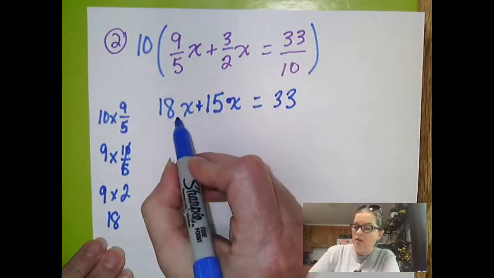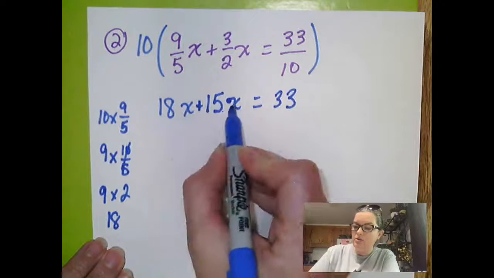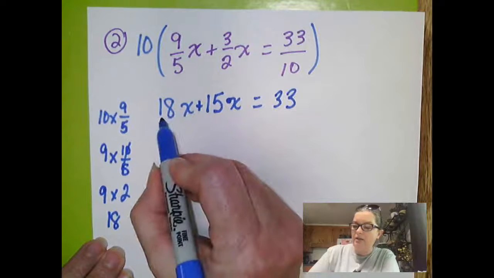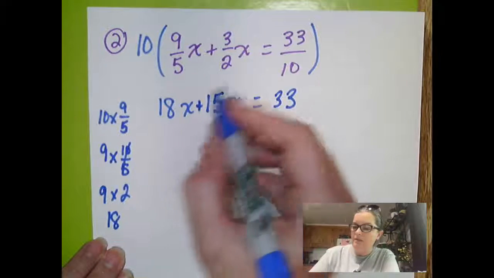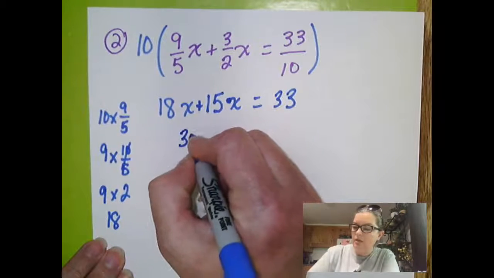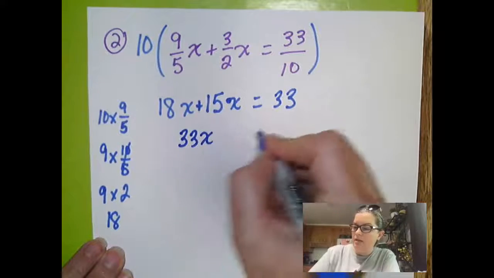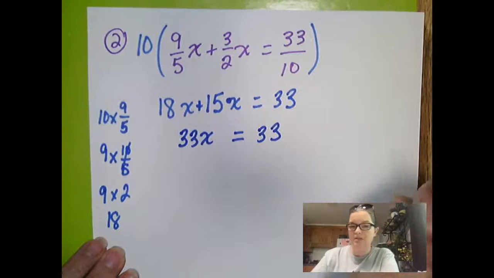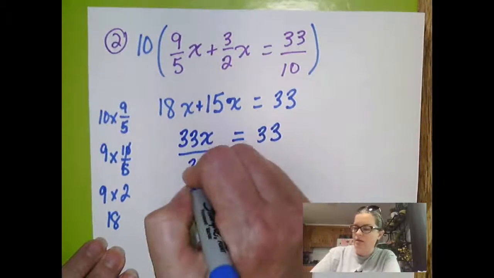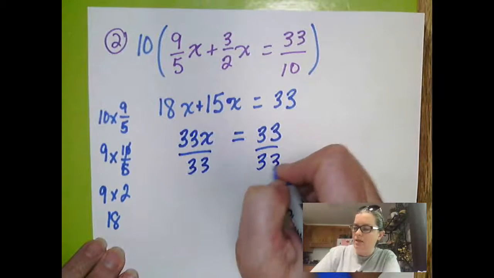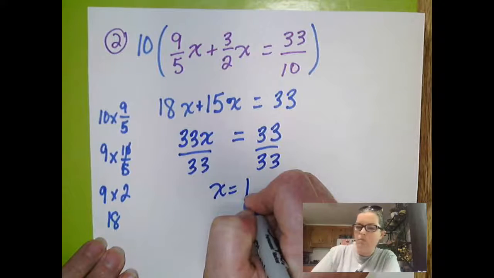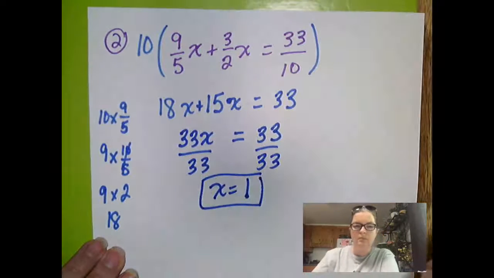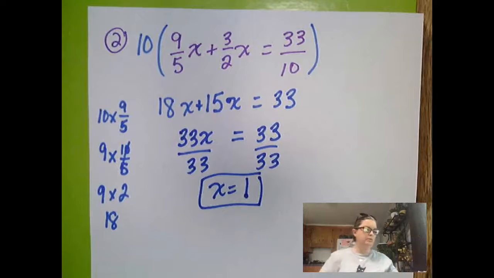All right. Right here, I have two terms that have x, so I add these together. 18 plus 15 is 33x, and on the other side, I still have 33. That's just too easy. 33 divided by 33 is 1. That's it. There's number 2.